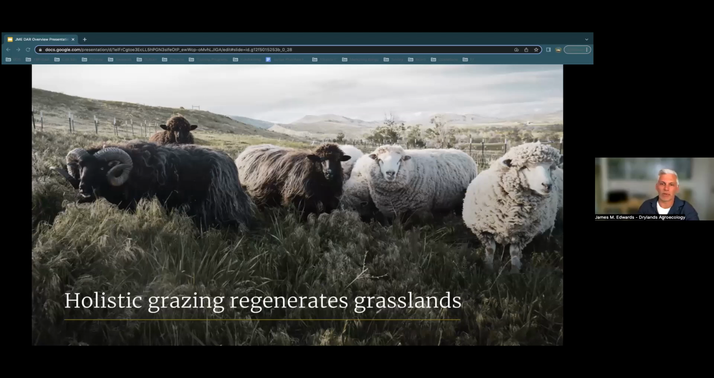So as I mentioned earlier, we do holistic grazing that helps regenerate the grasslands. And you can see how lush the grass is in this shot here, where we keep our sheep at Elk Run Farm. We do manage these intensively. So the goal here is prevent overgrazing, maximize fertility.